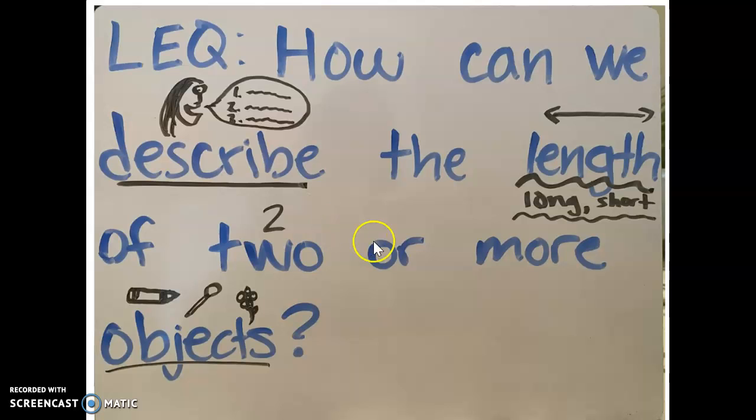So I'm going to read it again, and then I want you to practice reading it with me. Here we go. How can we describe the length of two or more objects? Let's read it together. Ready? Go. How can we describe the length of two or more objects?